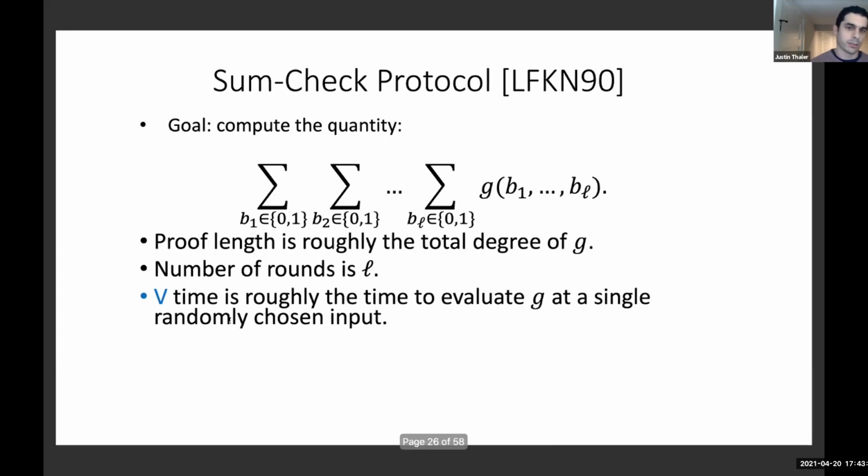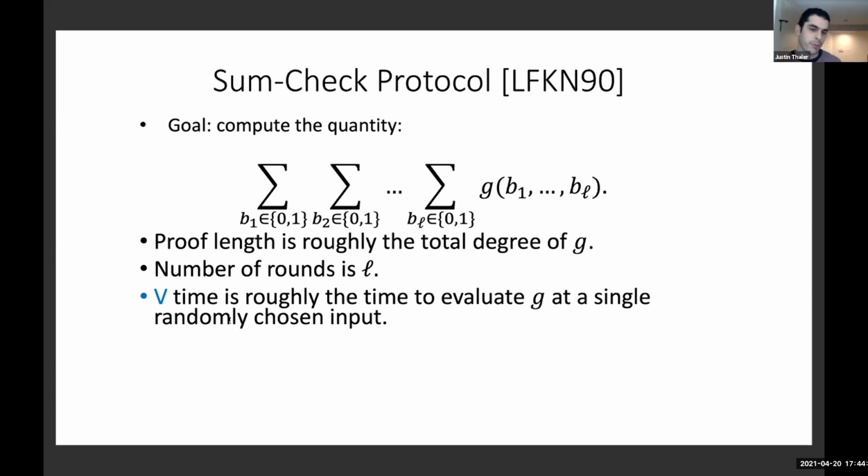And that is what the sumcheck protocol of Lund, Fortnow, Karloff, and Nisan does. It allows the verifier to force the prover to sum up all evaluations of a multivariate polynomial, say with L variables, over all 2 to the L Boolean inputs. So the goal here is to sum up G's evaluations over all 2 to the L Boolean inputs, and the length of the proof will only be proportional to the total degree of G. That can be really, really small. And there's one round for every variable.